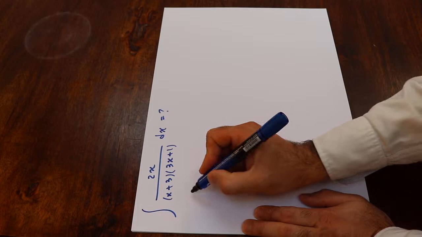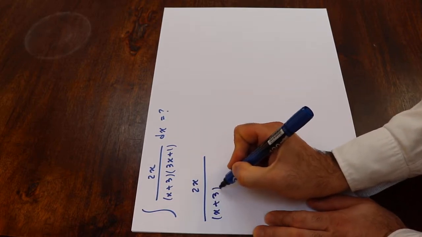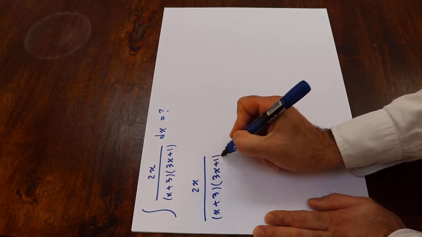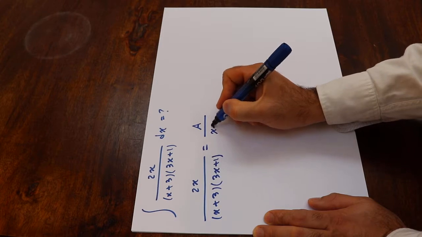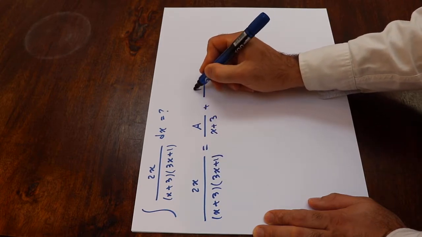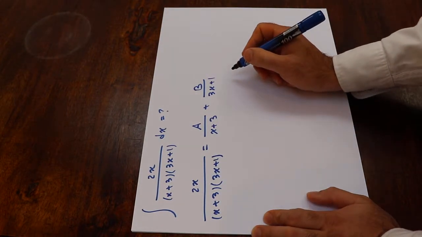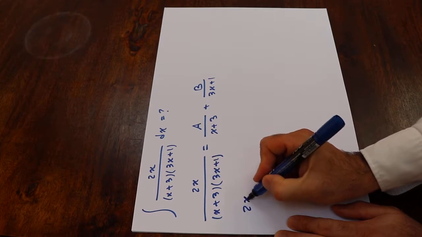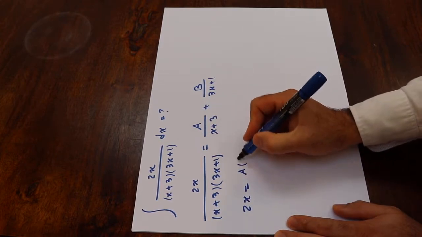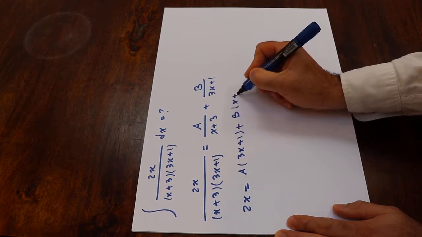So to do that, you write 2x divided by (x plus 3) times (3x plus 1) equal to A divided by (x plus 3) plus B divided by (3x plus 1). Therefore, 2x will be equal to A times (3x plus 1) plus B times (x plus 3).